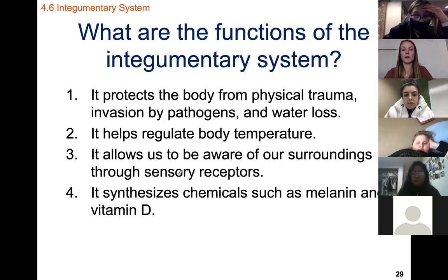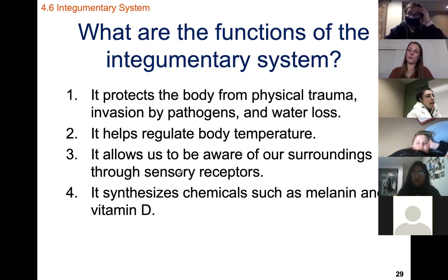It allows us to be aware of our surroundings through sensory receptors. So when you feel something too hot or too cold, when you touch something that's soft or hard or sharp or things like that. I think I said soft twice. All of those sensory receptors are what allow us to either protect our body, communicate with our brain, or have some sort of experience.